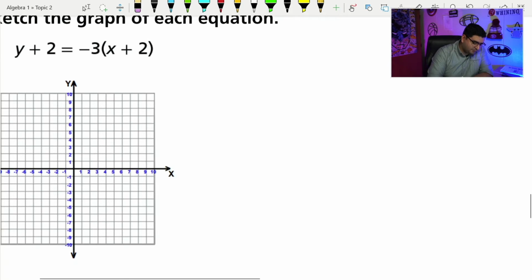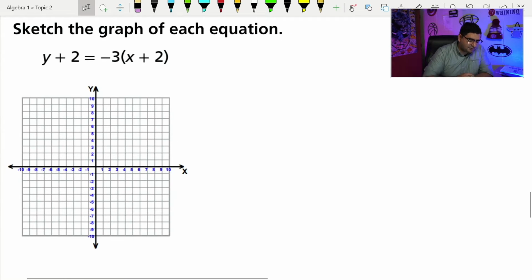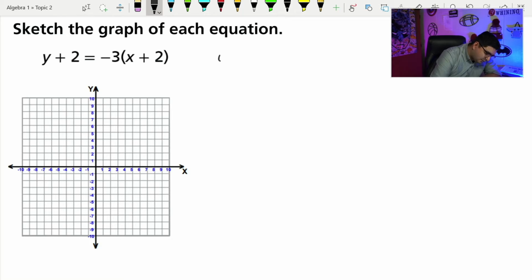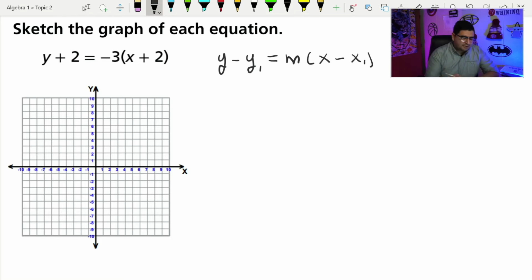So here I have another example where I'm supposed to sketch the graph of this equation that's written in point-slope form. So again, I find it best to just rewrite that equation right next to it. y minus y1 equals m times x minus x1. And again, I can start off by trying to define what my slope is. m is equal to... I see that m is in front of my parentheses. What's in front of my parentheses on this other equation over here? Here I see that it's a -3. So I know my slope has to be -3.